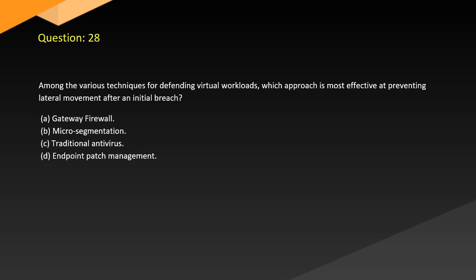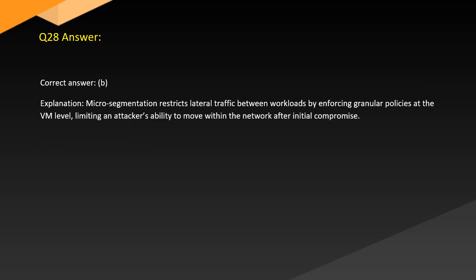Question 28. Among the various techniques for defending virtual workloads, which approach is most effective at preventing lateral movement after an initial breach? A. Gateway firewall. B. Micro-segmentation. C. Traditional antivirus. D. Endpoint patch management. Answer. Correct answer: B. Explanation. Micro-segmentation restricts lateral traffic between workloads by enforcing granular policies at the VM level, limiting an attacker's ability to move within the network after initial compromise.